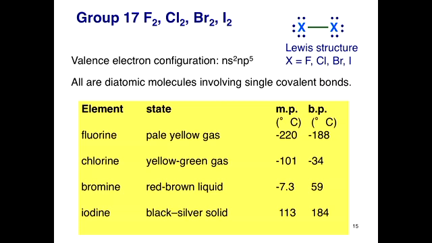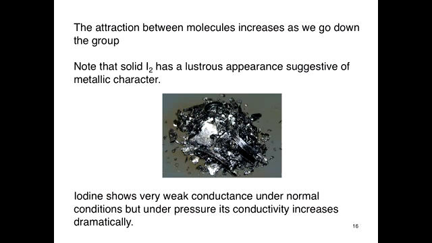Any hint of metallic character? Well, what you do see for something like iodine is that sort of metallic lustre. If you can see that high reflectivity from a surface, then you're starting to have some sort of metallic character. Now, it's only weakly conducting, iodine, but if you put it under pressure, then its electrical conductance will rise dramatically.